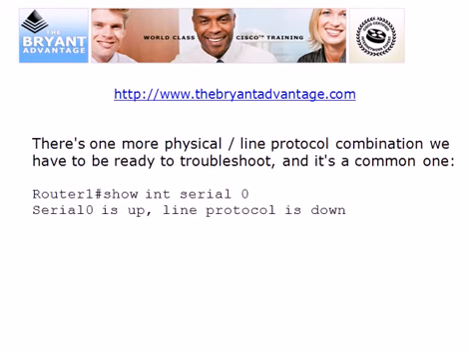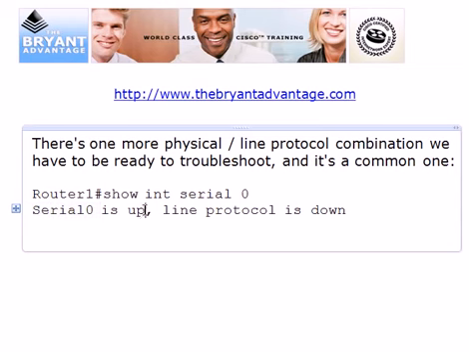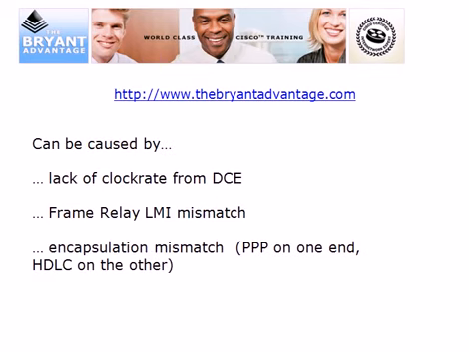Here's a more common one, and it's serial 0 is up but the line protocol is down. What this means is that physically everything is fine. You know, the cable's there, no problems there. So the physical state of the interface is up, but logically it's down. And depending on what protocols you're running, you have to look at different things when it comes to that. It can be caused by a lack of the clock rate from the DCE, especially, of course, if you have a point-to-point connection. If you're using a DTE/DCE cable, the DCE has to supply clock rate to the DTE. And if it doesn't, if you forget that clock rate command, the line protocol will come down.